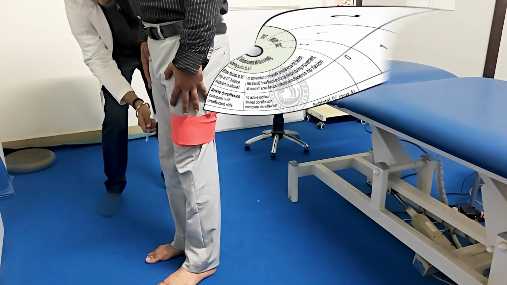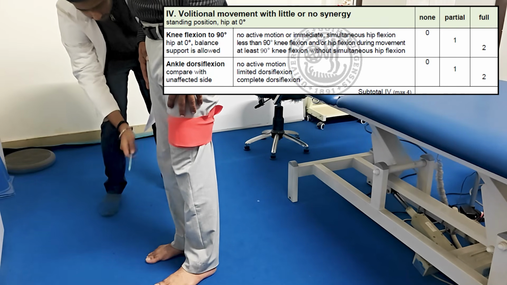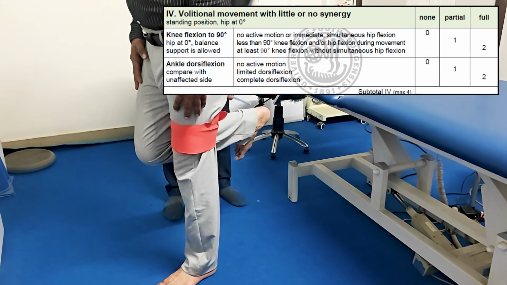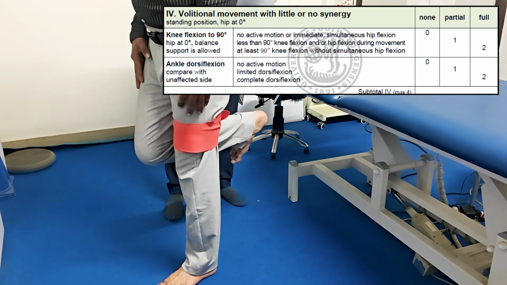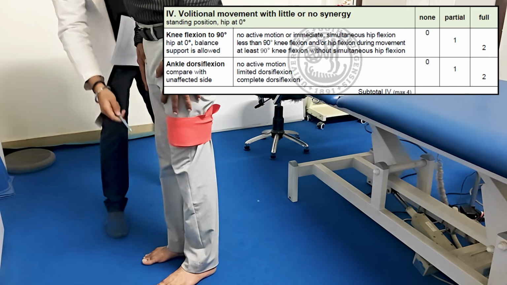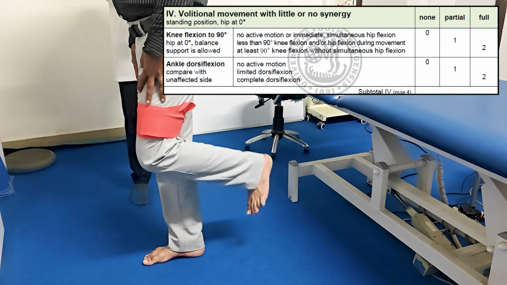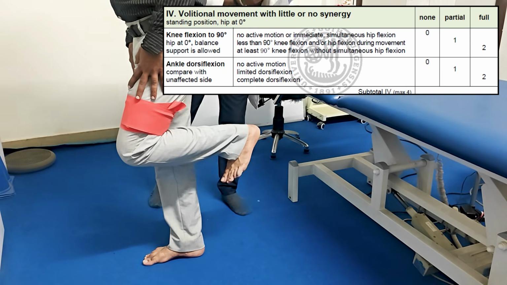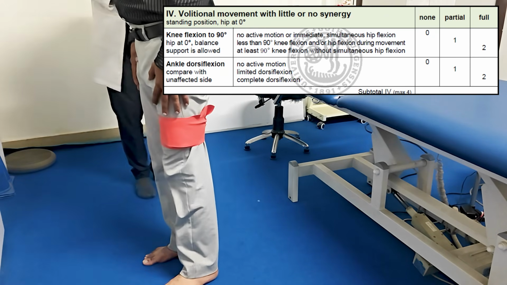Next, we are going to check for the movement synergies in standing position. In standing, we are going to ask the patient to actively bend the knee, followed by ankle dorsiflexion. The same is now repeated on the weaker side. And scoring is done as per the movements on individual joints.